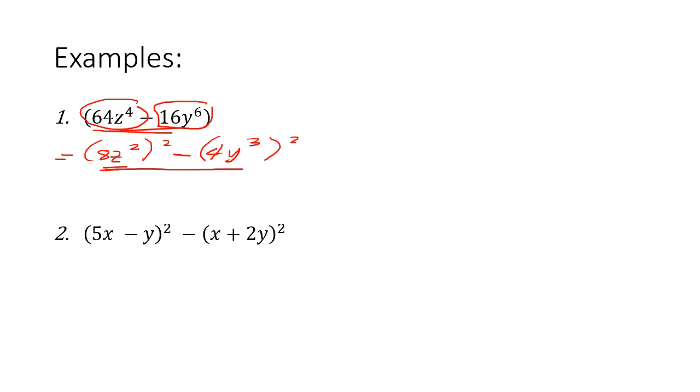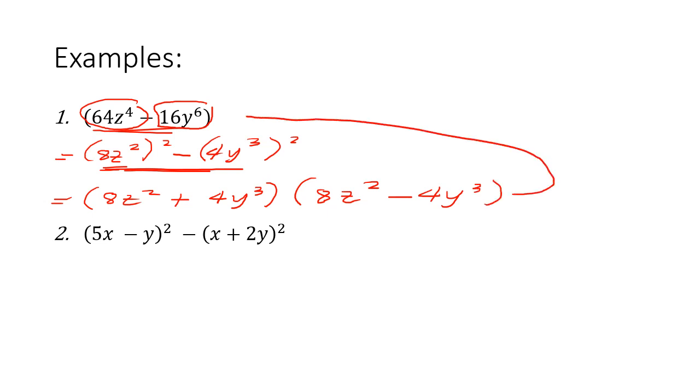So as you can see, you have a difference of two squares, right? That category. So with that, we will have now 8z squared, right, according to the formula, plus 4y cubed times 8z squared minus 4y cubed. So this expression here should be equal to the given.